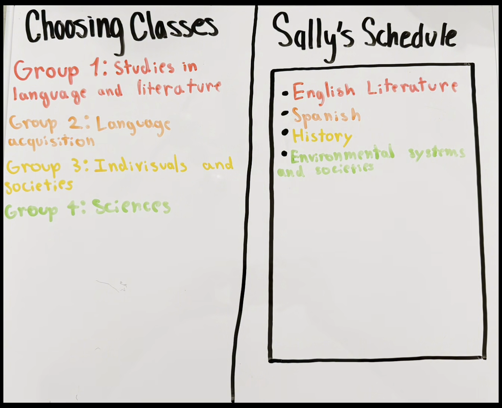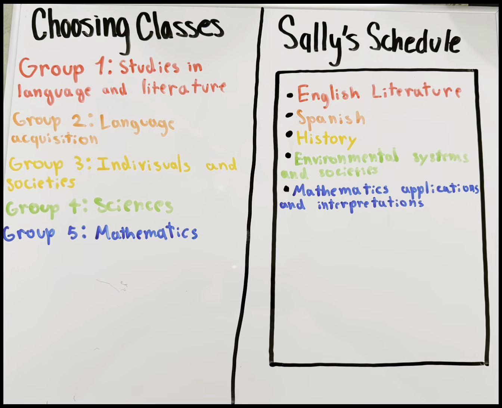Group 4 is Sciences. Environmental Systems and Societies, Chemistry, and Biology are all Group 4 classes. It is important to keep in mind that Environmental Systems and Societies, along with Chemistry, are both one-year courses, though in some cases, there is need for prerequisites. For example, AP Chemistry is a prerequisite for entering into IB Chemistry.